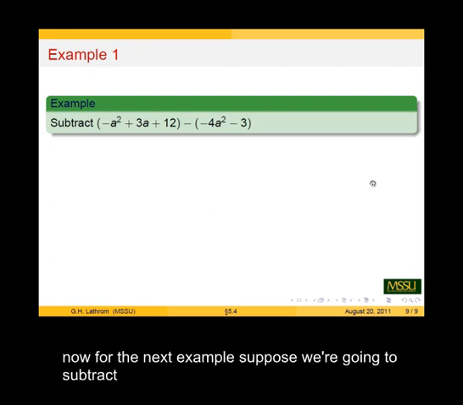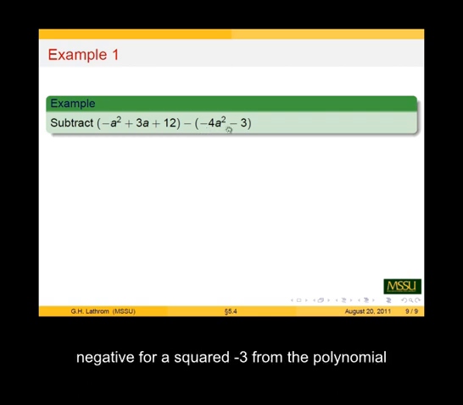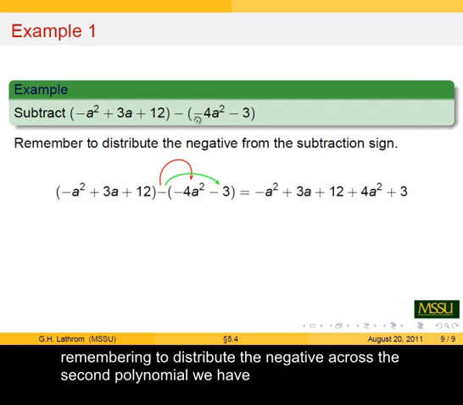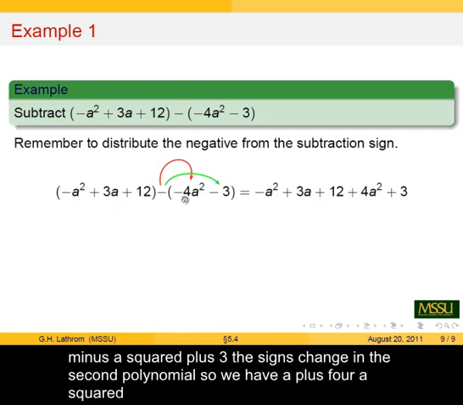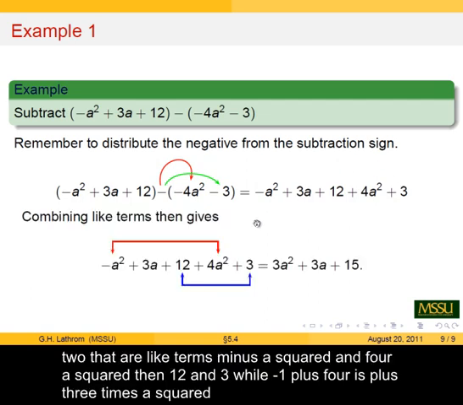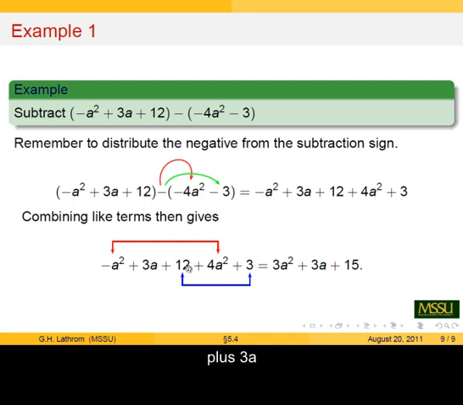Now, for the next example, suppose we were going to subtract negative 4a squared minus 3 from the polynomial negative a squared plus 3a plus 12. Remembering to distribute the negative across the second polynomial, we have minus a squared plus 3a plus 12. The signs change in the second polynomial, so we have a plus 4a squared and a plus 3. So our like terms: minus a squared and 4a squared, minus 1 plus 4 is plus 3 times a squared, 3a, and then 12 plus 3 gives us 15.